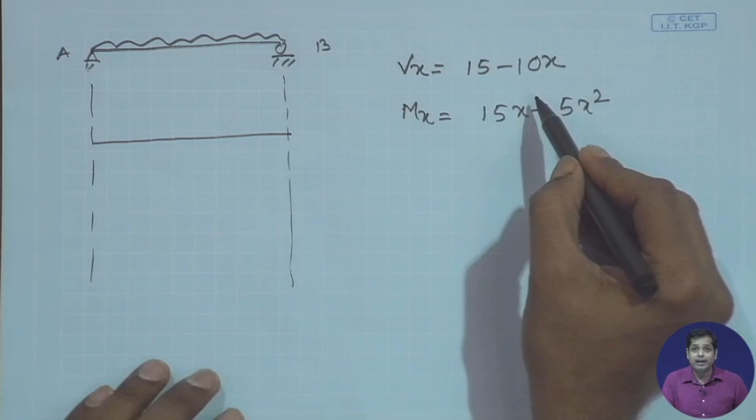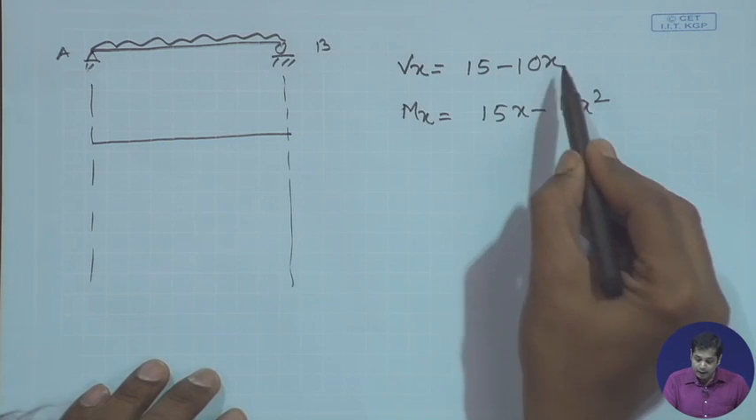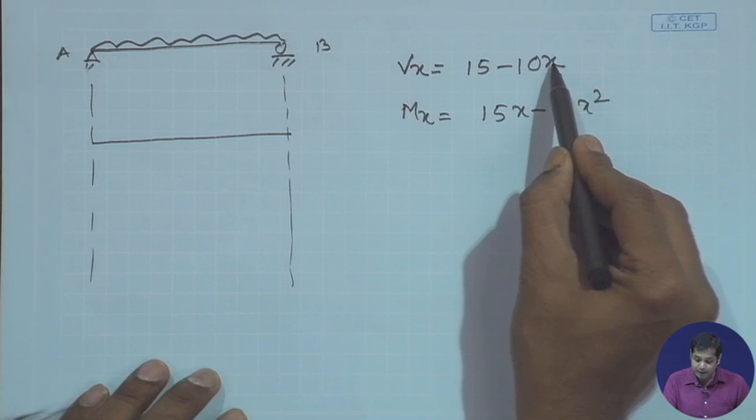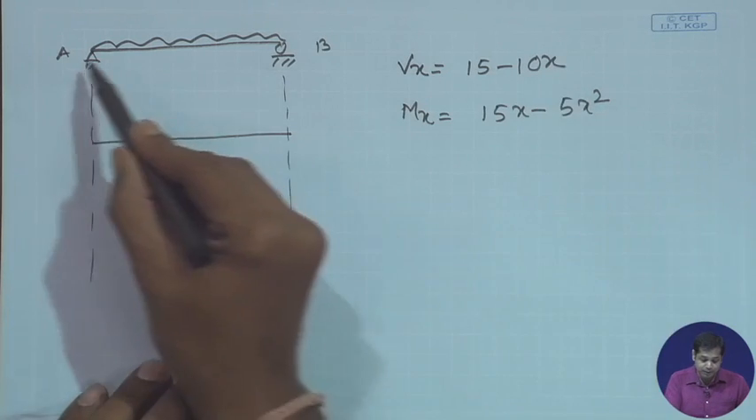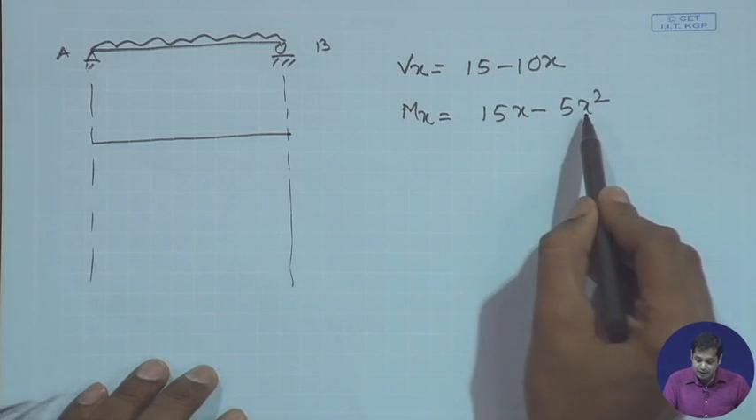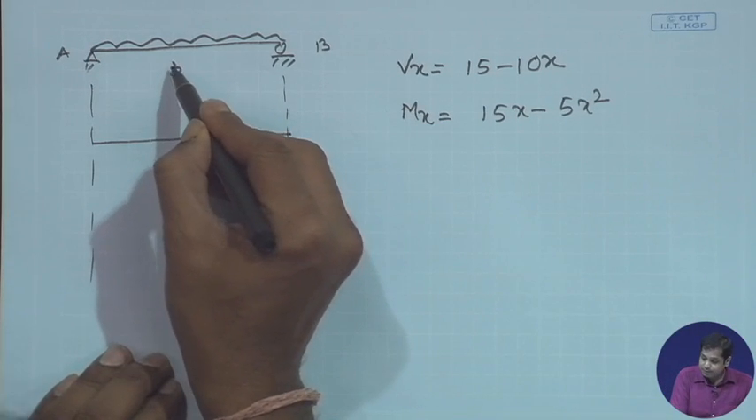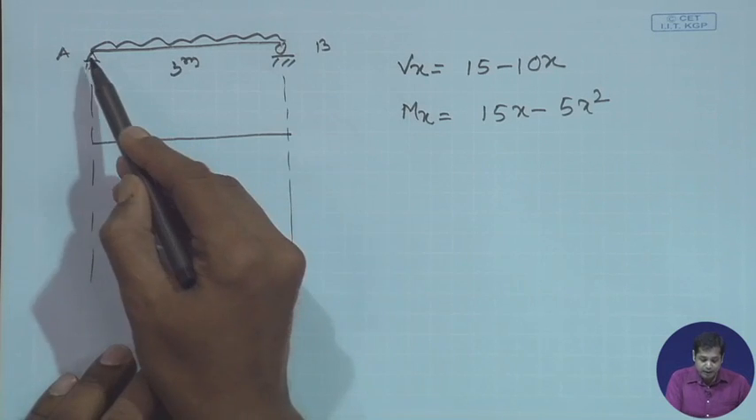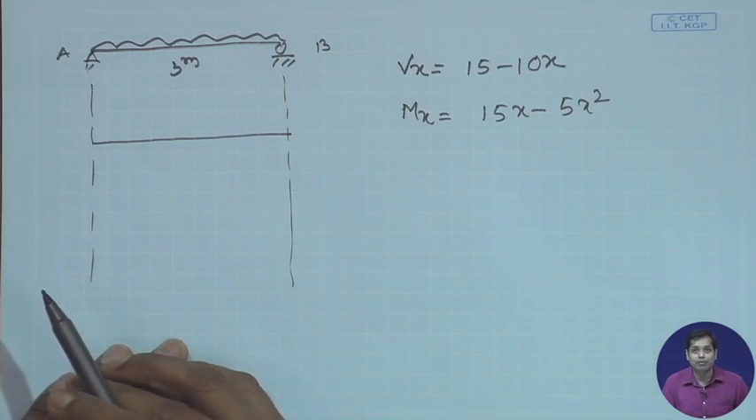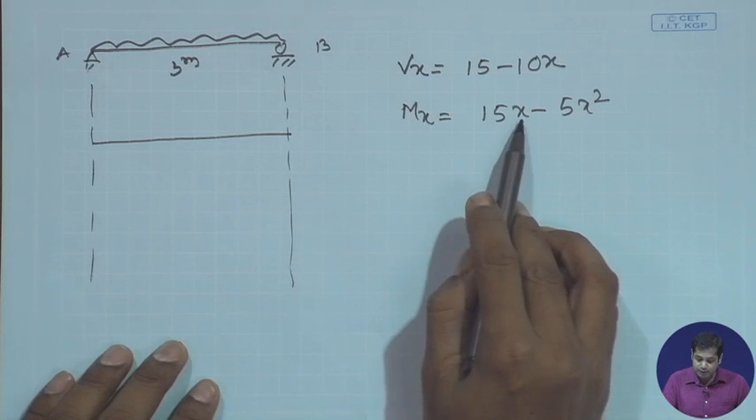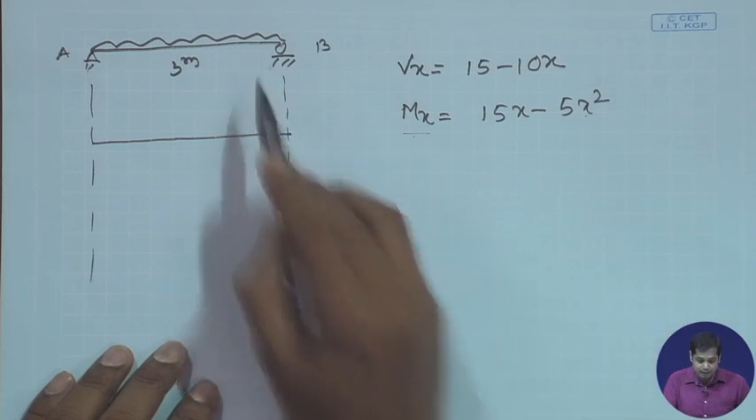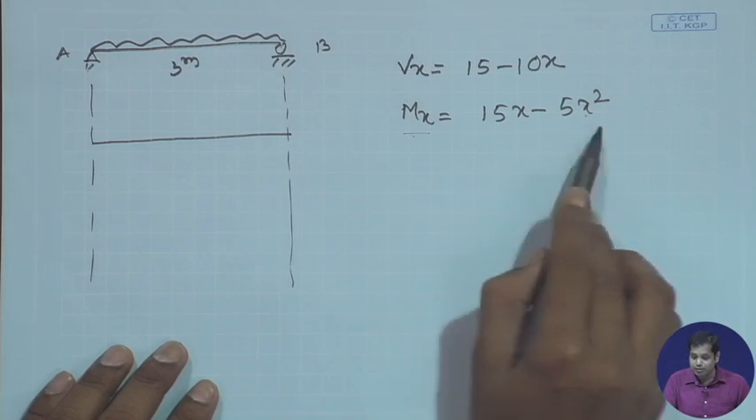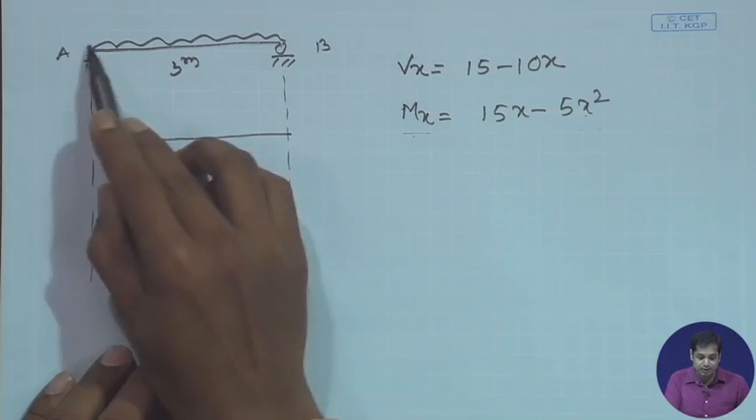One check is that you should immediately check by substituting the value of x here, to see whether it is consistent with the problem and the support condition. For instance, you see these distances, it is a simply supported beam, therefore at this point and at this point your bending moment will be 0. Let us see, if I substitute x is equal to 0, Mx is equal to 0. If I substitute x is equal to 3 here at B, then also Mx is equal to 0. So, this expression is consistent with this.